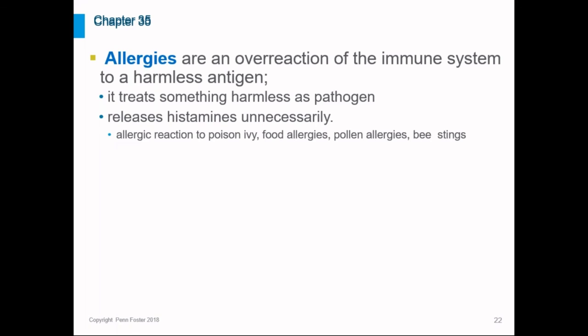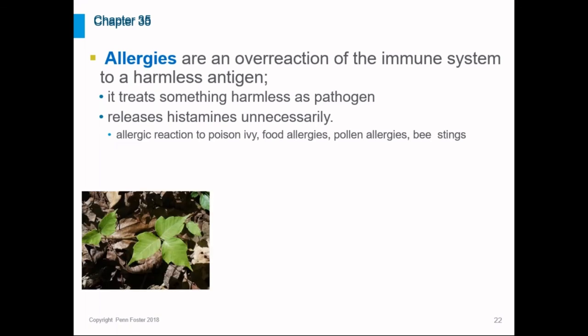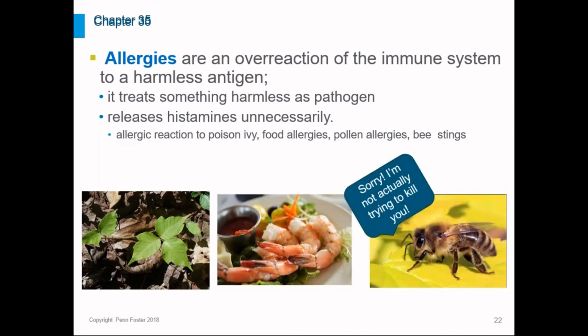One example that is present in most people is a reaction to poison ivy. No part of this plant is actually a threat to the body, but most people's immune system reacts to the oils from the plant as if it was a threat. Food allergies, pollen allergies, and an allergy to bee stings are also common.